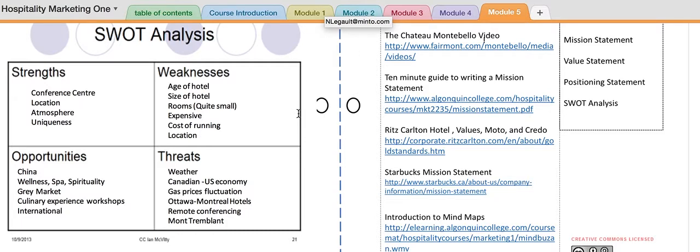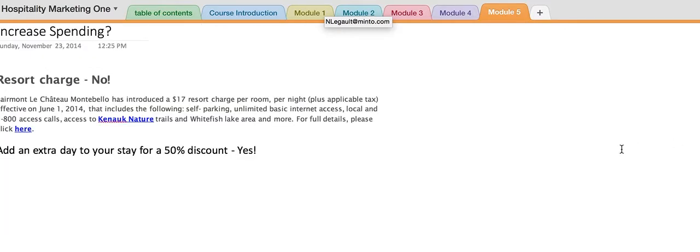So let's look at the other ones. Costs of running the operation is a difficult one to manage because it's quite an old building. Expensive. Well, it's certainly expensive, and the hotel has examined some ways to do it. But since we're on this topic, I'm going to take a quick look over here and see how they've managed the expenses of running this operation. When you go to the Chateau Montebello next semester, by the way, in Marketing 2, you're going to see this for yourselves. So let's take a look.